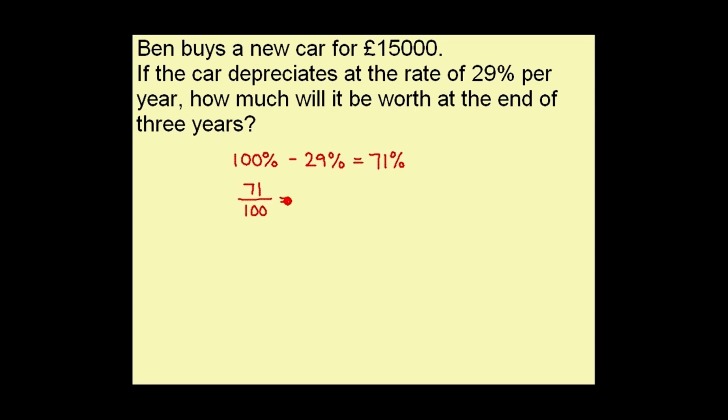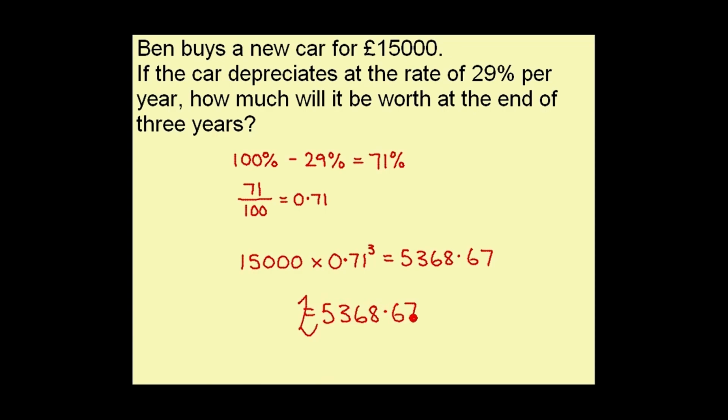And we get 0.71. Now the car cost £15,000, so that's the money. We multiply it by the multiplier, that's 0.71, to the power of the number of years, which is 3. Again, we can use a calculator and round to 2 decimal places. We get 5368.67. So at the end of 3 years, the car is worth £5,368.67.